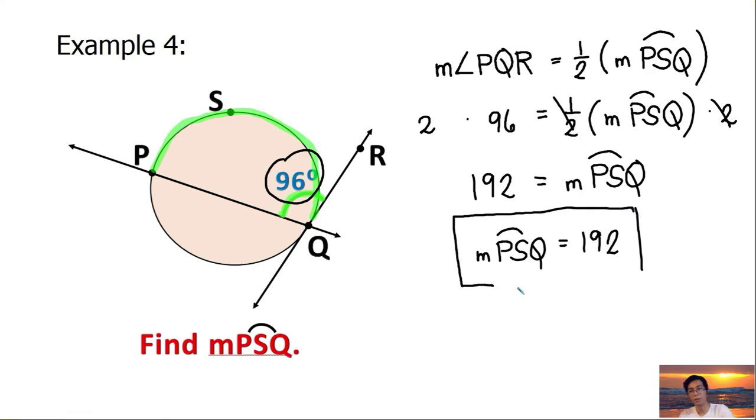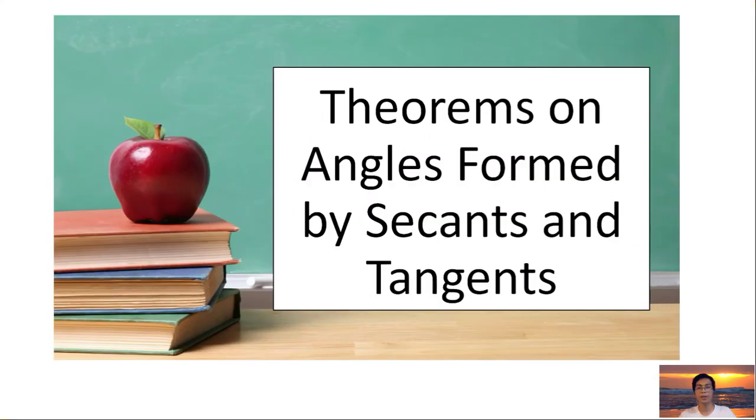So, meron tayong tatlong cases. Summarizing our lesson, case 1, the angle is in the exterior of the circle. Yun po yung pinagmaminus. Case 2, the angle is in the interior of the circle. Yun naman yung pinagpa-plus. And case 3, the angle is on the circle. That ends our video lesson on theorems on angles formed by secants and tangents.